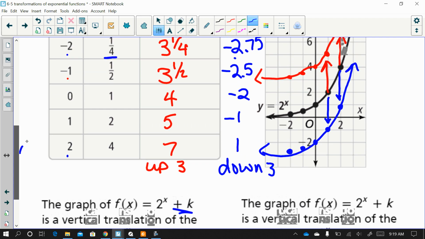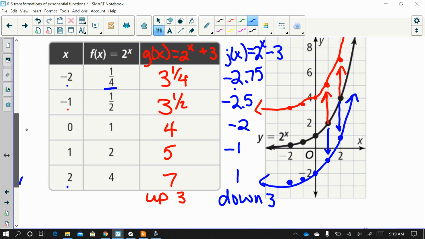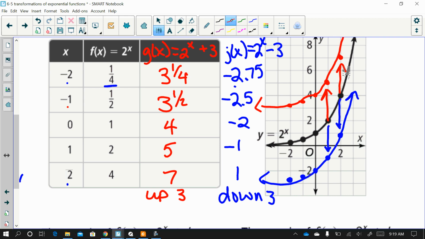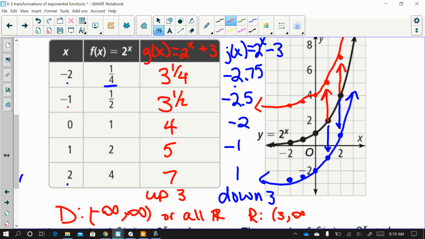You also notice a lot of things have changed here. Our domain, our range, and the asymptote might also change. So if I'm talking about the red, my domain, remember, is how far left, how far right. My domain doesn't change. It's still -infinity to +infinity, or all real numbers. My range, however, does change. I can come up here to 3 and keep going up. So we say that is from 3 to infinity, or y is greater than 3.